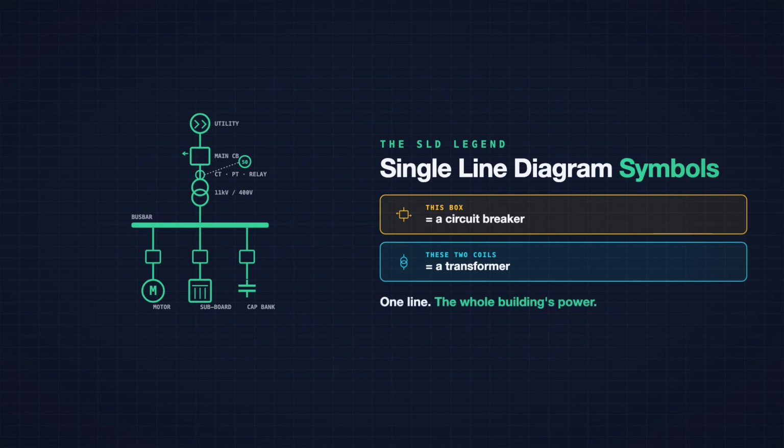Right now, it looks like a wall of little shapes. It is not. Every symbol on a one line belongs to one of a few families: sources, protection, transformers, the busbar, instruments, and loads. Learn the families, and a strange power drawing suddenly has a shape you recognize. So we will walk all of them one at a time, and then read a real single-line diagram from top to bottom. Let us build the whole legend.